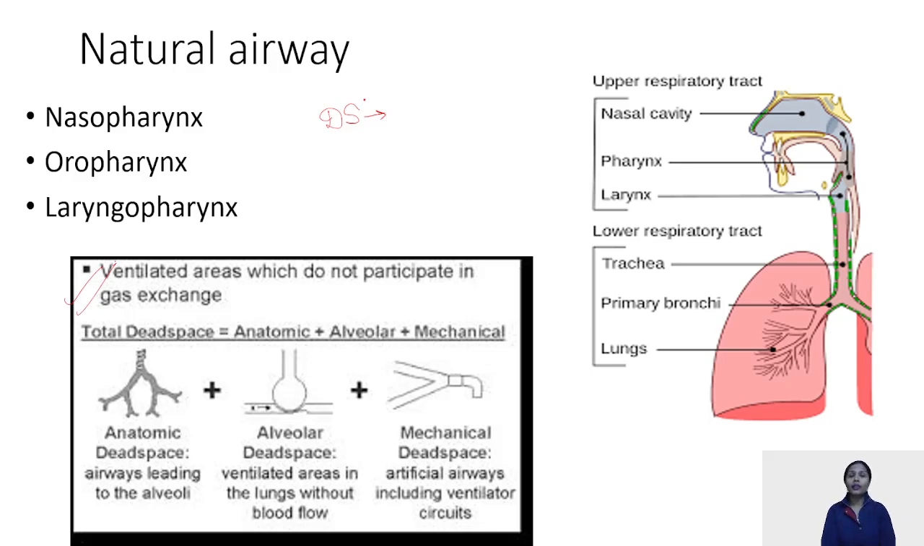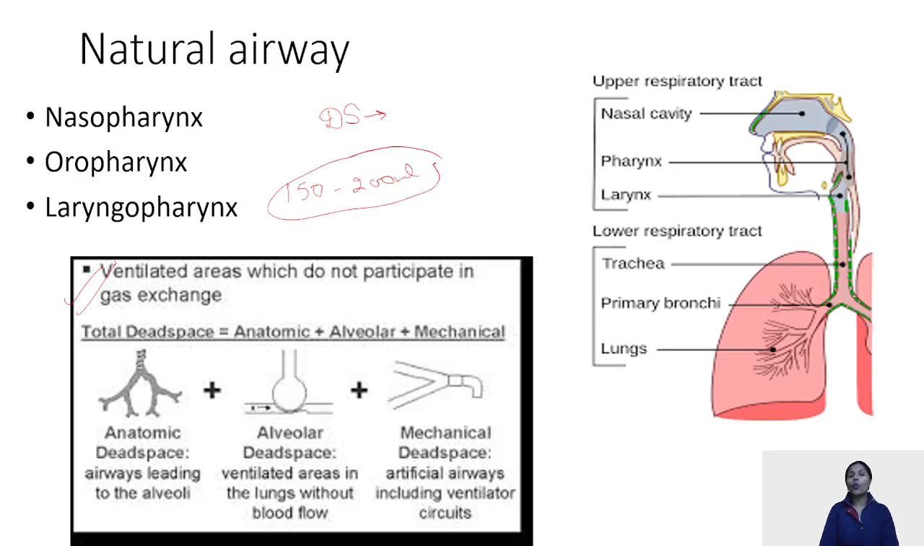When we talk about dead space, we have anatomic dead space, physiological dead space, plus your mechanical dead space. Your anatomic dead space is the air passage from your nasopharynx or oropharynx till your terminal bronchioles, which are the conducting zone where there is air, but there is no perfusion for the exchange to take place. Generally, the anatomic dead space is 150 to 200 ml.